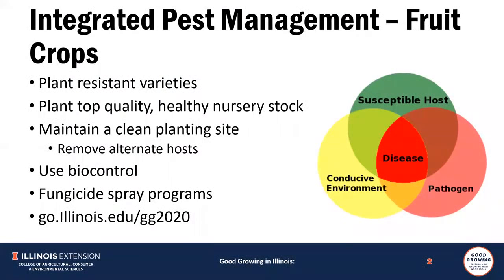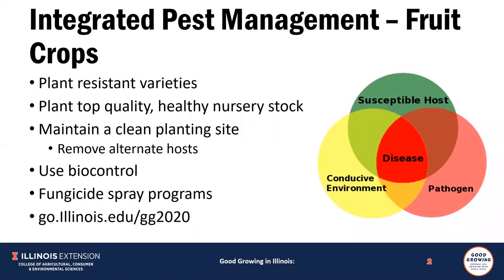So we're going to talk about the integrated pest management of our fruit crops. One of the key things to think about is the disease triangle. And so here I have a Venn diagram of the disease triangle. So we have to have a susceptible host, a pathogen, and a conducive environment for the disease to make itself known and to be applicable to our situation.